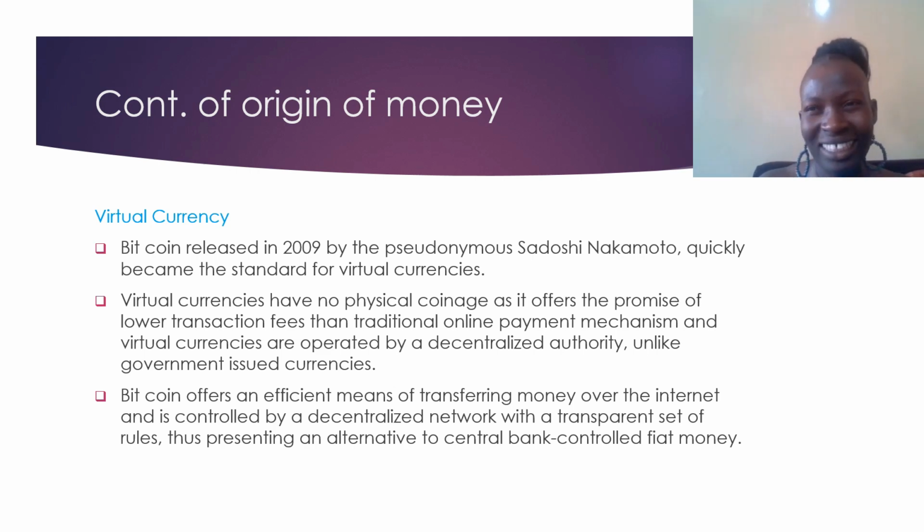In 2009 is when the Bitcoin was released, and it was released by a pseudonymous person who wanted to be identified by the name Satoshi Nakamoto. The Bitcoin became the standard of all the virtual currencies. When you talk about virtual currencies, they normally refer to the Bitcoin, which is the standard of all of them. The Bitcoin also offers an efficient means of transferring money over the internet and is controlled by a decentralized authority with a transparent set of rules.